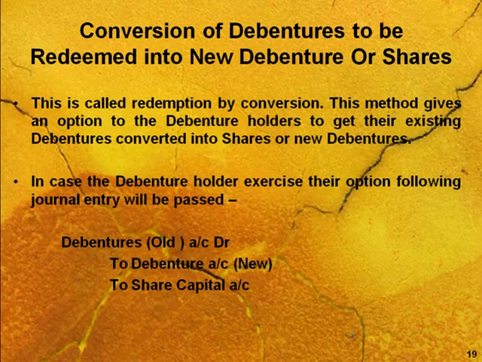And if suppose debenture holders are not willing to convert their debentures, then definitely cash will be paid to them. Means the remaining debenture holders will get the cash if they are not willing to convert their debentures. So this is the third method known as conversion method for redemption.